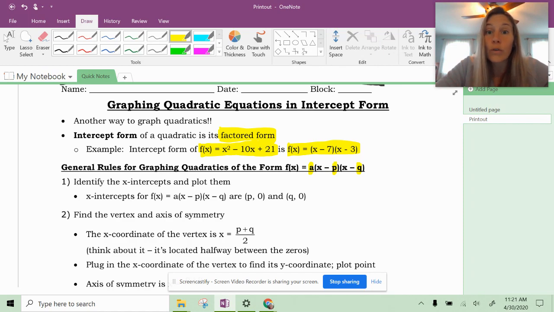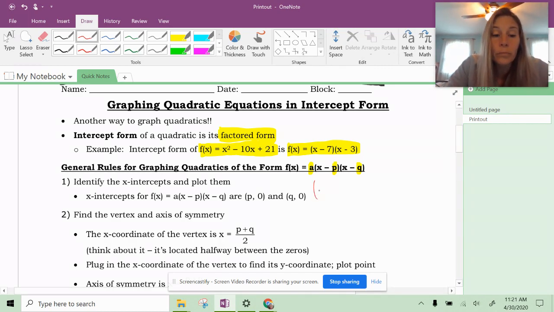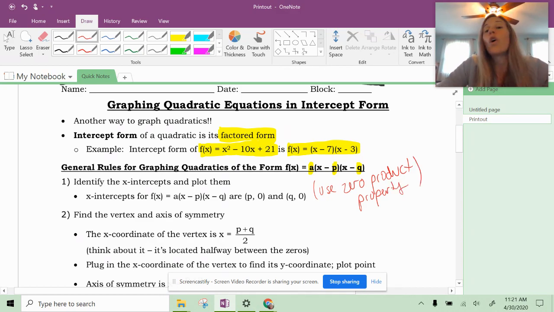That's what I had gone over on the worksheet yesterday. So remember, we said we were going to use the zero product property. We were setting up each of those factors equal to 0 to solve for those two intercepts. And that's the same thing we did in the factoring chapter.